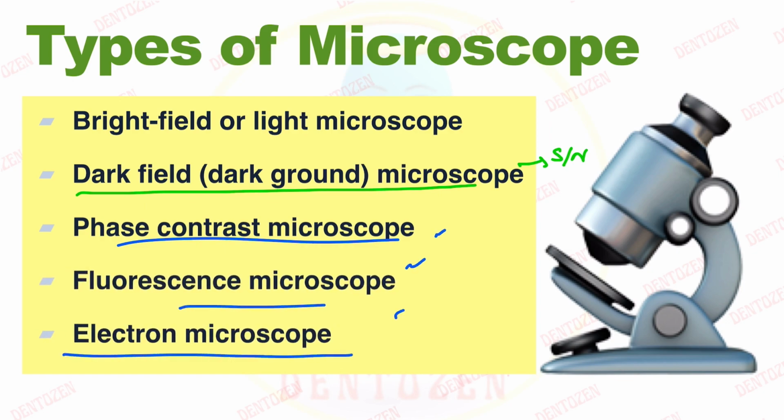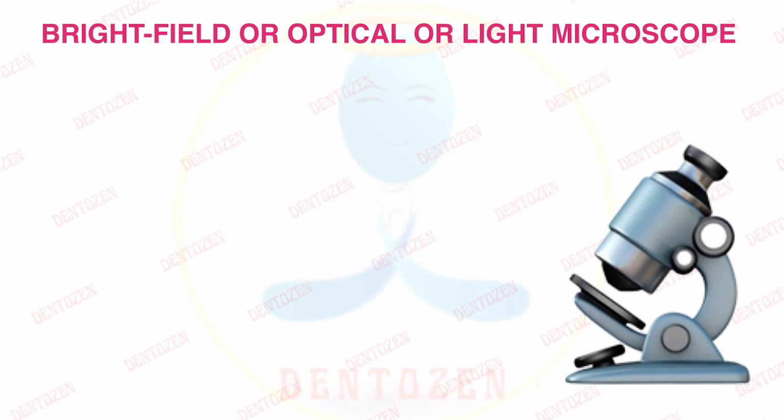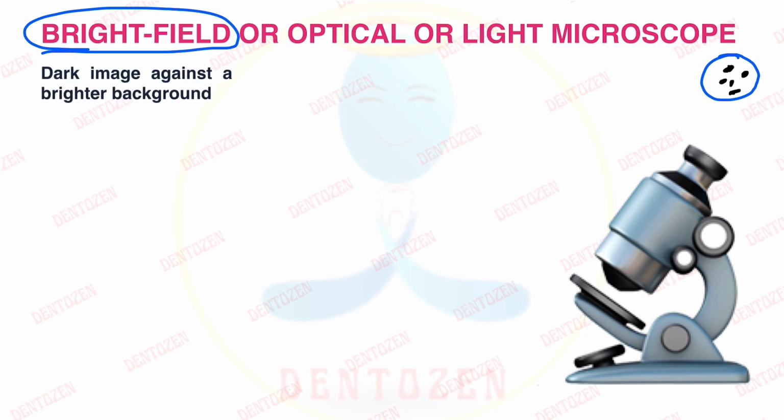So let's discuss them one by one. First is bright field. As the word says, bright field. So the field, that is the background, will be bright, and within it the image that we are seeing of the object or the specimen will be dark. So remember, a dark image is seen against a brighter background. Remember, brighter field, brighter background is here.